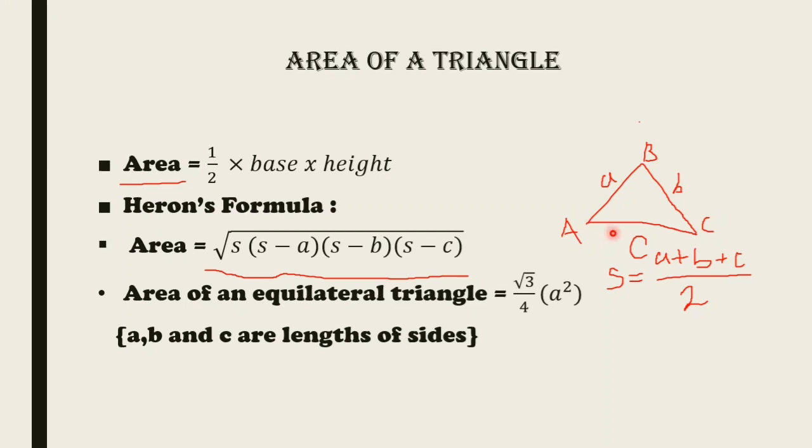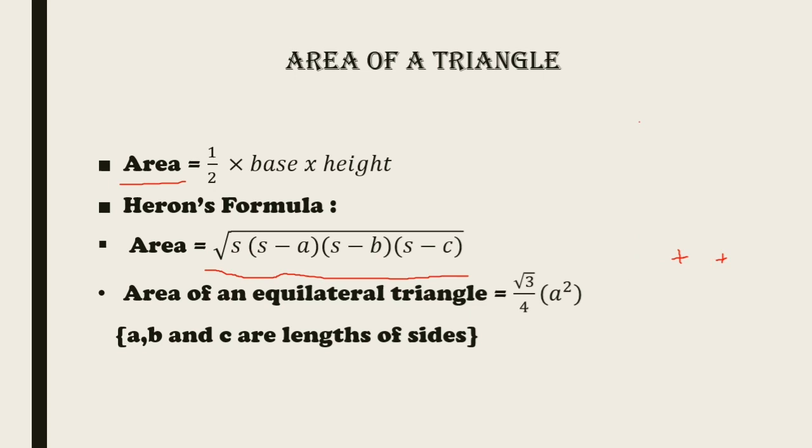So I hope you have understood and you have recalled how to find S and how to find area of triangle by Heron's formula. Now next is the area of equilateral triangle. You know what is an equilateral triangle? You have seen what is an equilateral triangle. So it means all three sides of an equilateral triangle are same or of equal length.